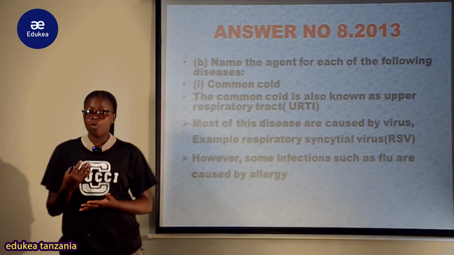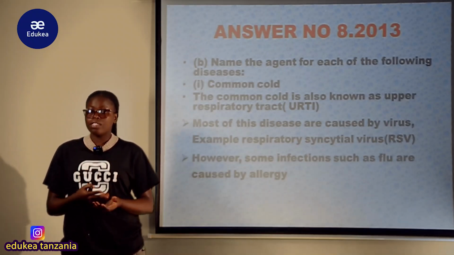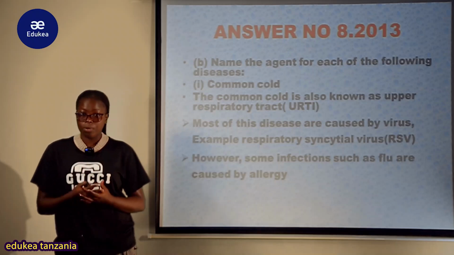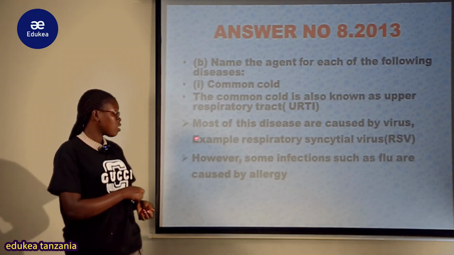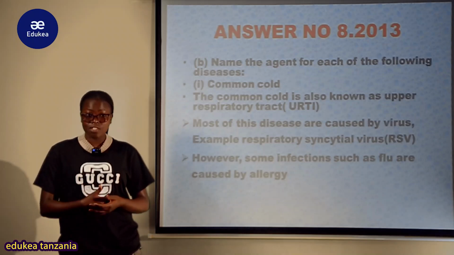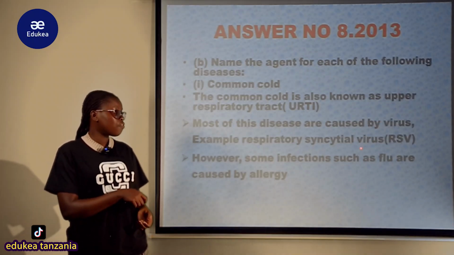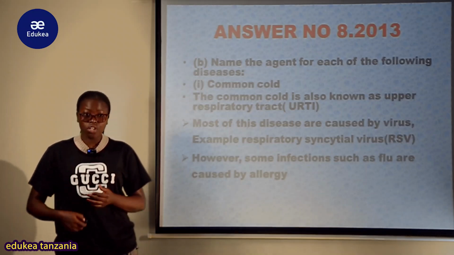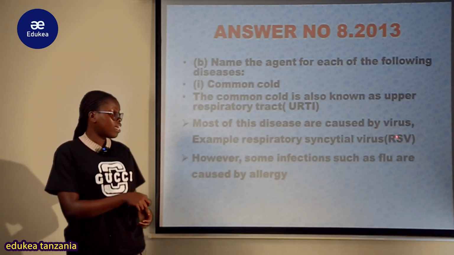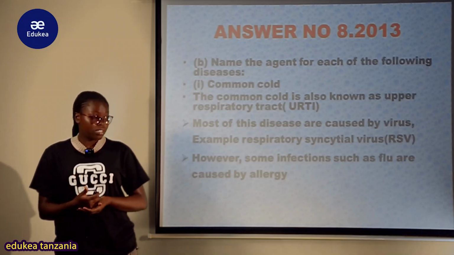Kwa mpaka hapo umemaliza, lakini I give you a detailed understanding of what is common cold, how it is caused, the effect pamoja na prevention. So the main causative agent ni virus. Kwa mtu ambaye alikuwa anajibu mpaka hapa tayari amemaliza. Example, that virus anaitwa respiratory syncytial virus, kwa kifupi tunamuita RSV. Huyu hapa ndiye anapelekea the common cold disease.